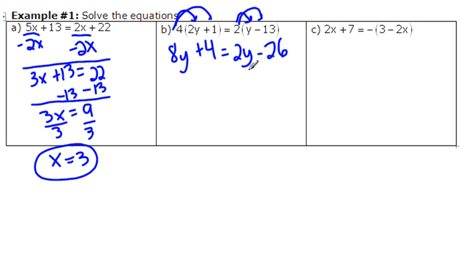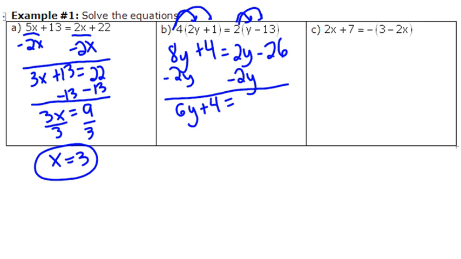So my next step is to move my variables to one side. Since the 2y is smaller, I'm going to move that over. Since it was a positive 2y, I move it over by subtracting 2y. So 8y minus 2y is 6y. So I have 6y plus 4. The 2 and the negative 2 cancel, so this equals negative 26.